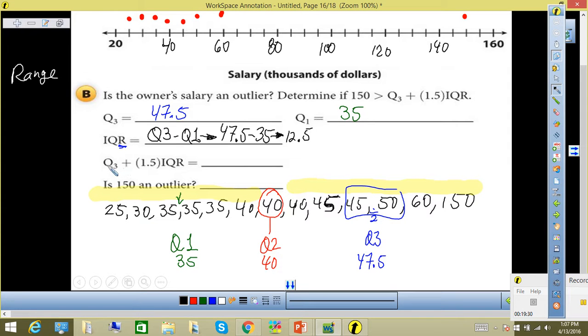So what is Q3? Write that in here, 47.5 plus parentheses 1.5 times, what was the IQR? 12.5. So find me what that is. So multiply 1.5 times 12.5, and at the end add 47.5. If you have a calculator, that's fine.